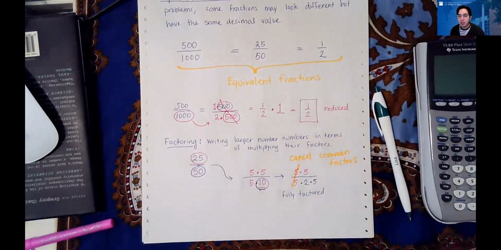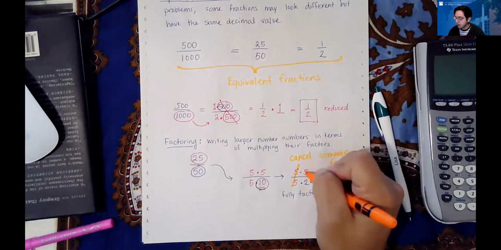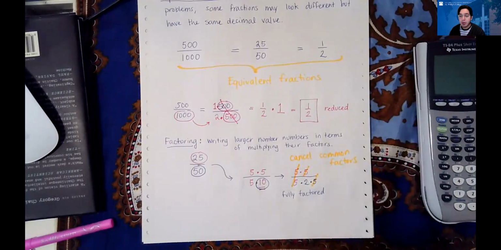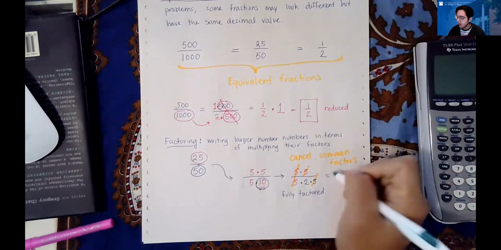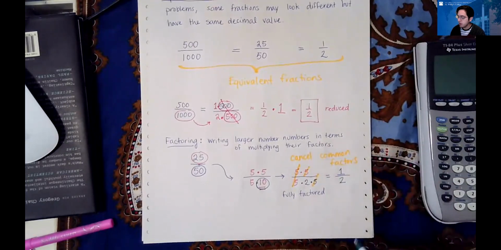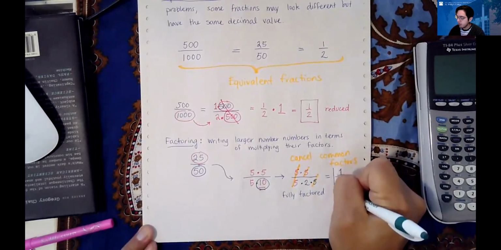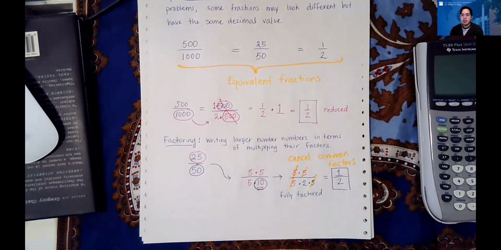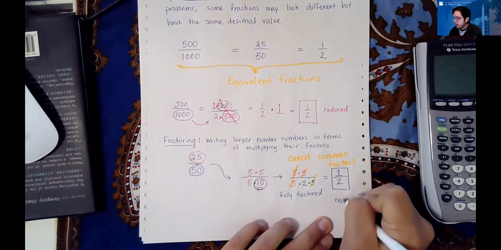And if you can cancel all of the common factors, like we have another 5 and a 5 here, and remember that when we cancel, we should have a 1, then this should be 1 over 2. So 25 over 50, when we fully reduce it or simplify it, is equal to 1/2.